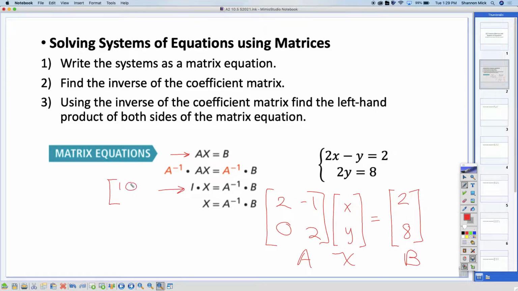1, 0, 0, 1. Okay, so 1001, and when I take 1001 times x and y, I still get what? X and Y. Okay, and then over here, I'm going to get the answer. I'm going to get a matrix xy, and I'm going to get an answer xy. So that's what we're going to do.